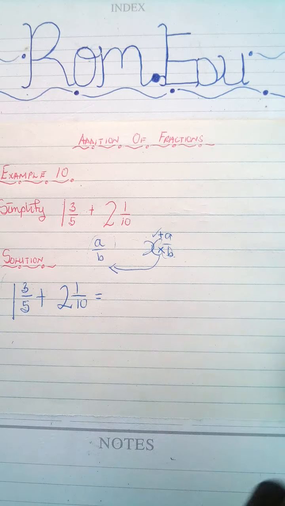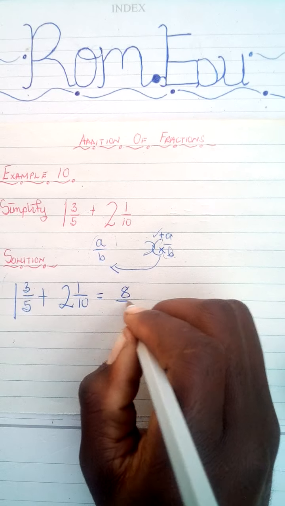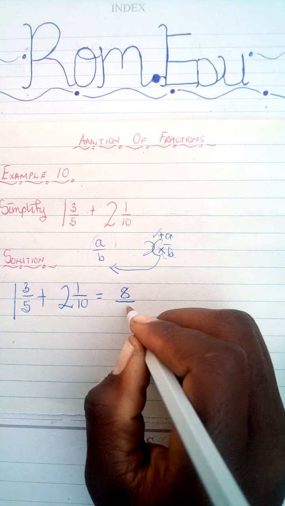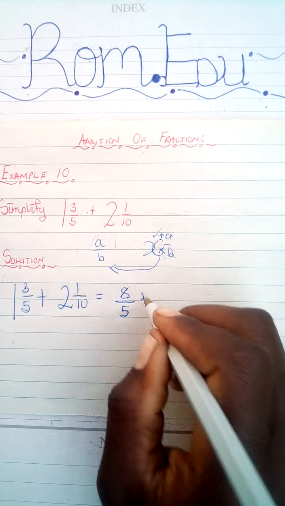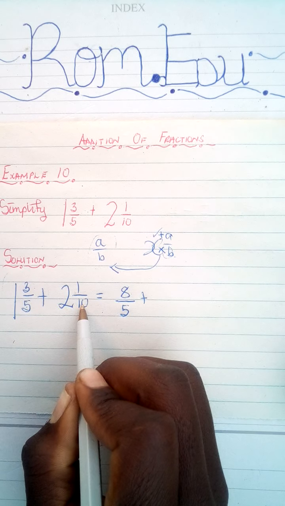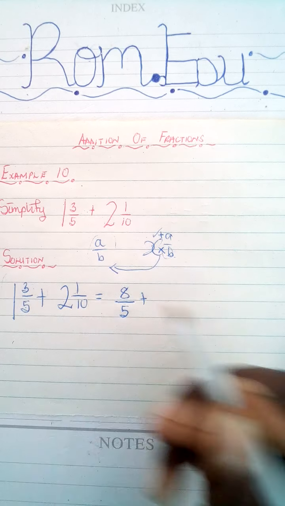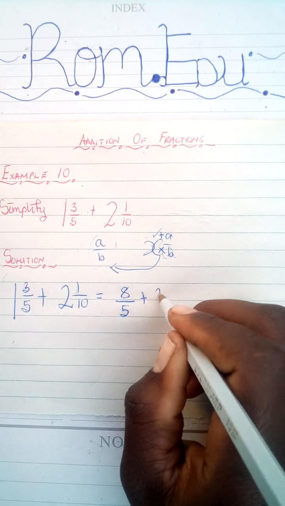That's what? That's 8. So 1 3 over 5 becomes 8 over 5. Now plus 10 times 2, that's 20, plus what? 1. I get what? 21 over 10.